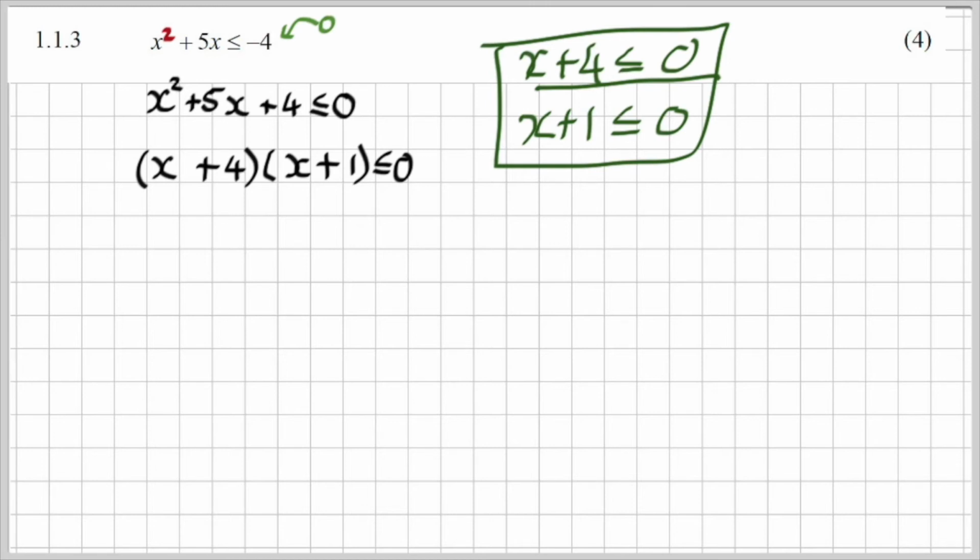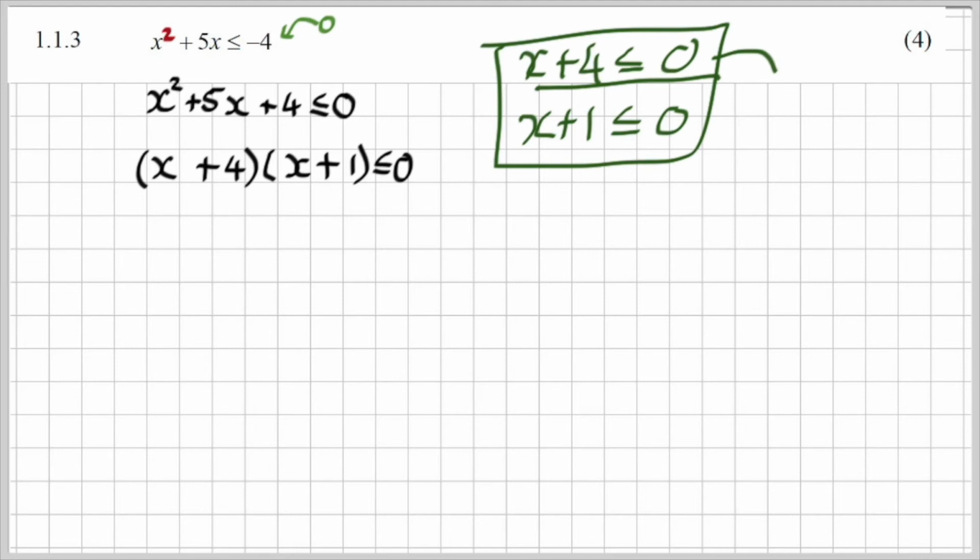Why does this not make sense? Remember what x plus 4 times x plus 1 smaller or equal to 0 means. It means something times by something else must be negative. So in other words, let's look at what we wrote down in that green block.